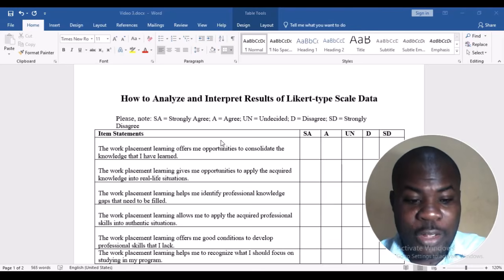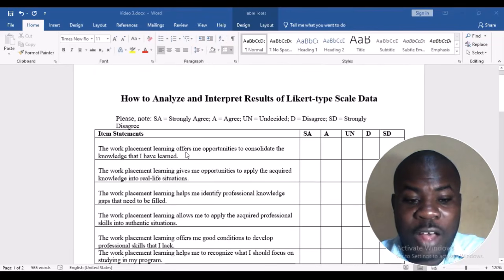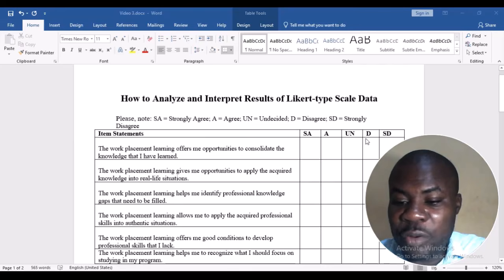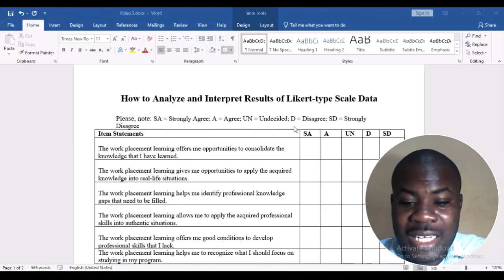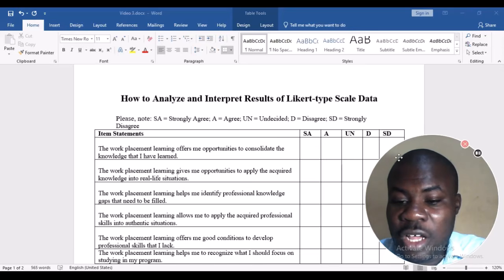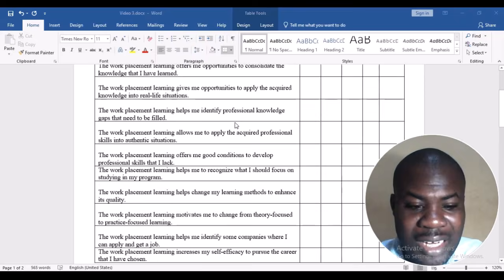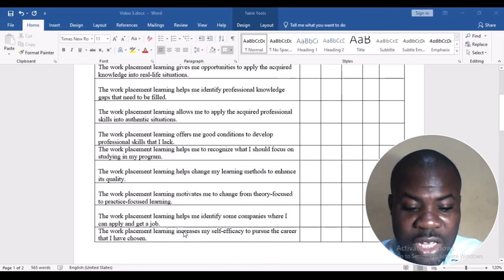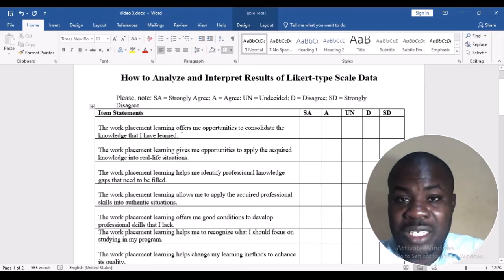So in this particular case, I want to survey students who have undertaken workplace learning, and I want to see their perspective. I want to learn from them how they feel. And so I'm using a 5-point Likert type scale. Please note that the SA here means strongly agree, A means agree, UN means undecided, D means disagree, and SD means strongly disagree. I have 10 item statements here, measuring students' perception of work placement learning.